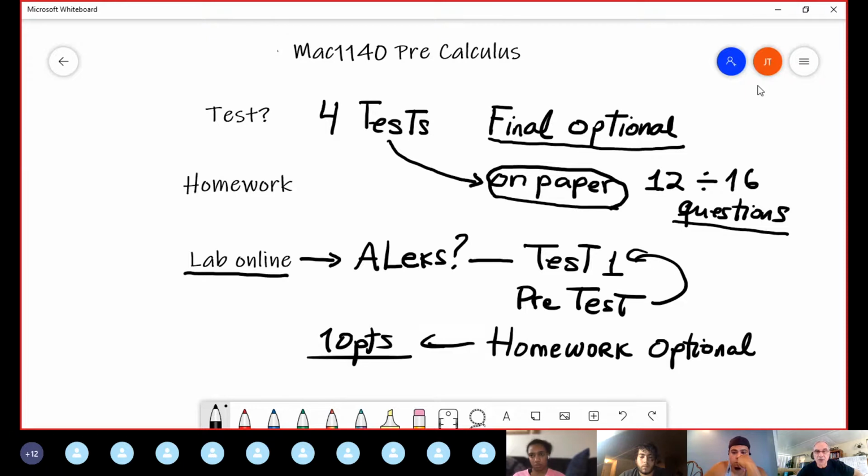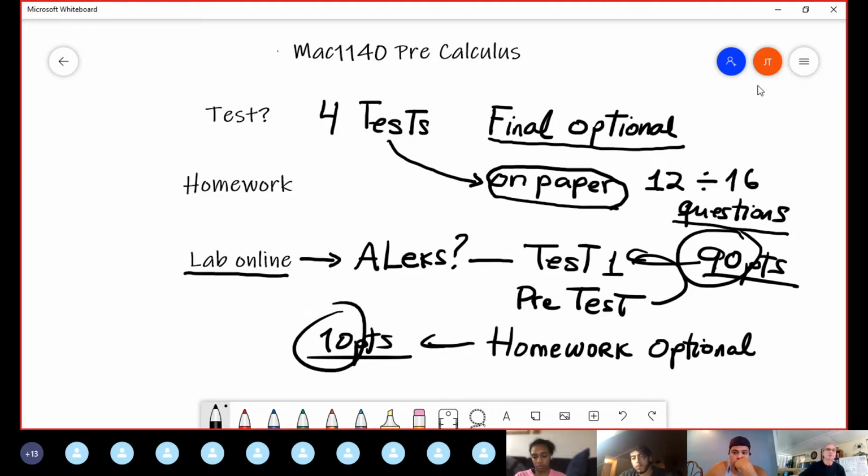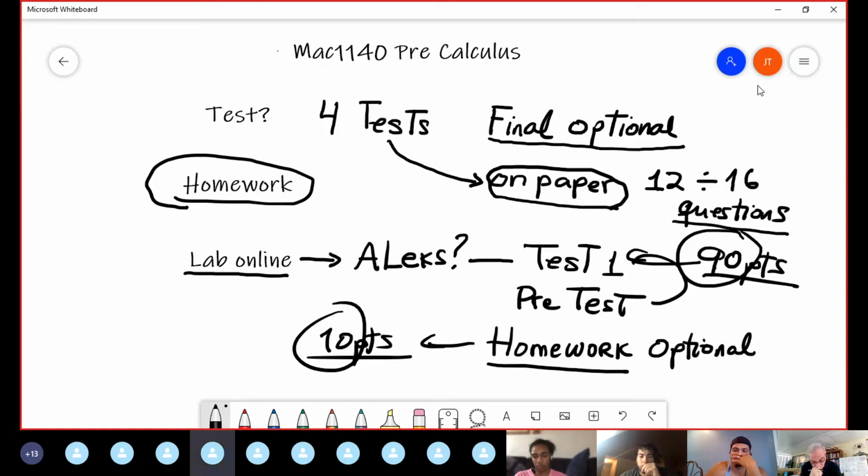Suppose in the test you get 90 points because you failed 2 questions. Then 90 points plus 10, 100. Then homework is this one. Do you understand very well the idea? Do you understand? Yes. Okay, let me explain one more thing.